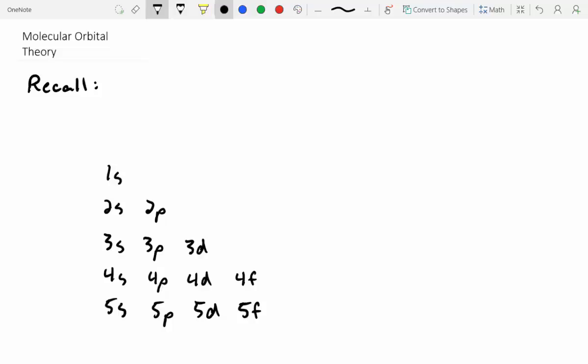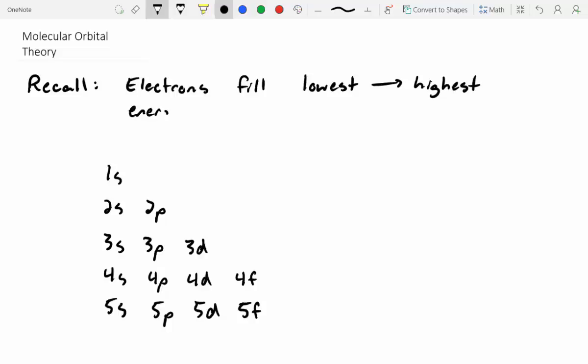So the first thing I want you to remember from Gen Chem is that electrons fill the lowest to highest energy orbitals. This is referred to as the Aufbau principle, if you remember that from Gen Chem.